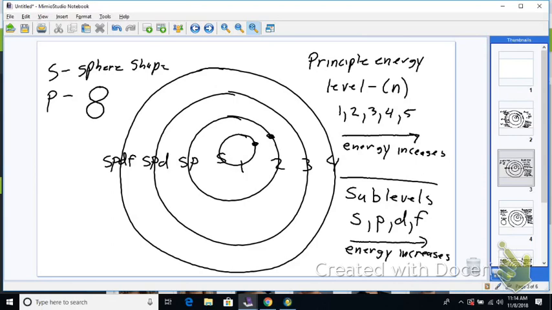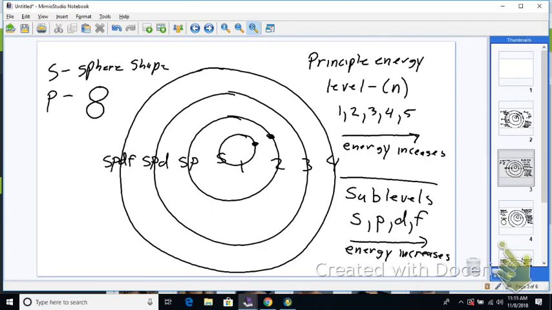Now the P allows more electrons. Each of these represent an orbital. So how many electrons can fill this orbital? 2. Okay? How many can fill this orbital? 2. How many can fill this one? 2. And then this one can be 2, right? There's one orbital, but it can hold 2 electrons. Every orbital holds 2 electrons. We have different shapes that the orbitals take.